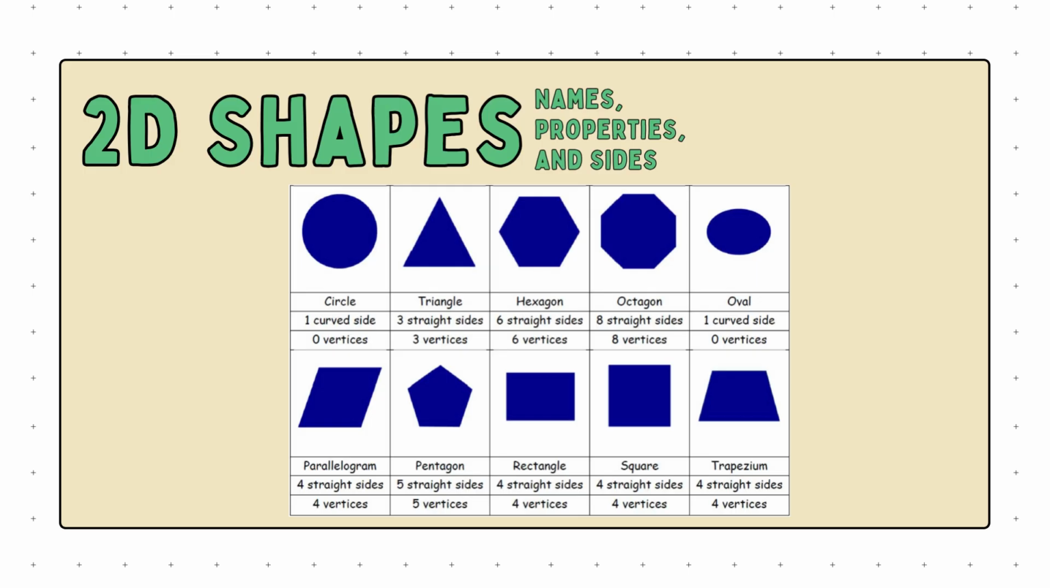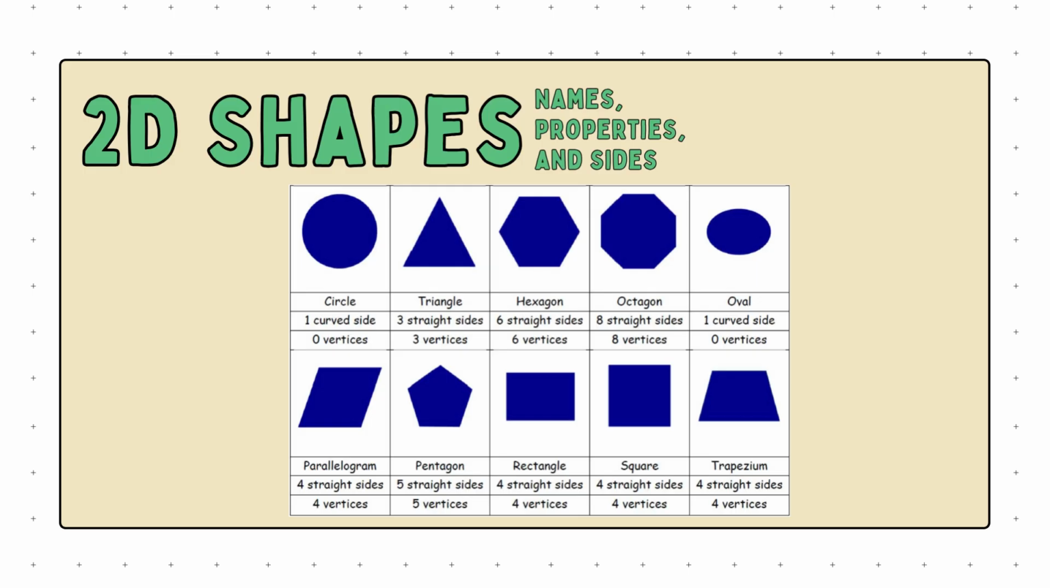So let's talk about the 2D shapes. These are shapes that are flat. That means that they only have two dimensions, 2D, two dimensions: length and width. They don't have any depth or thickness. Now let's look at a few examples.